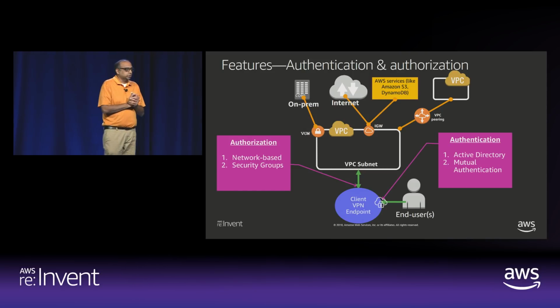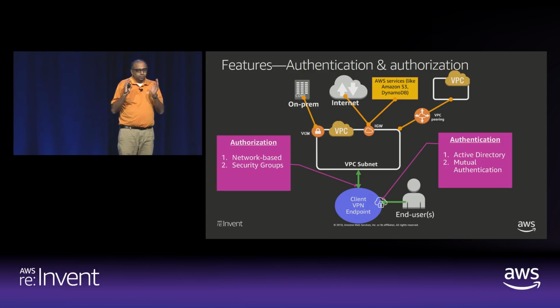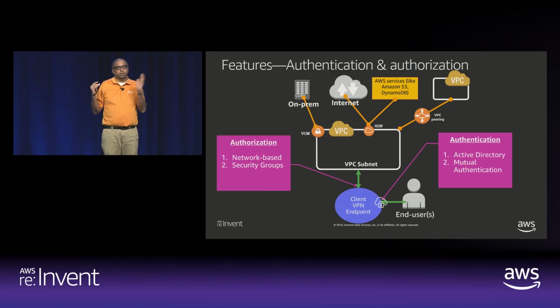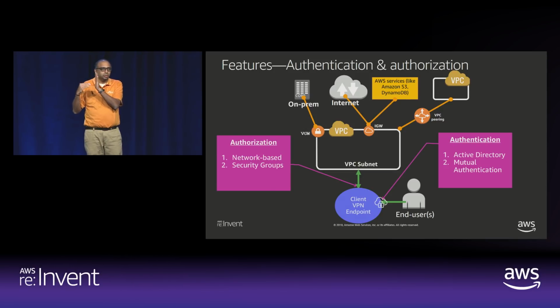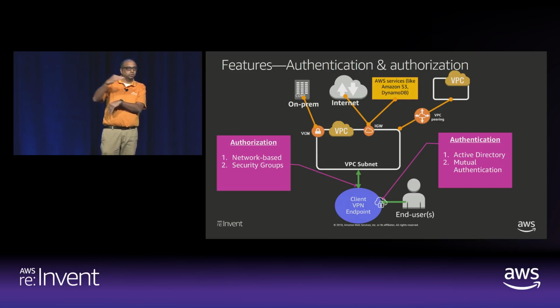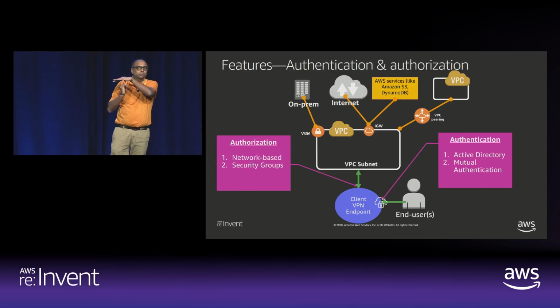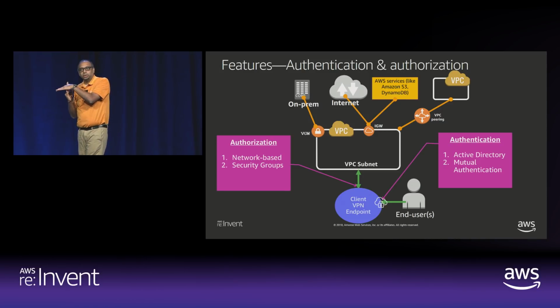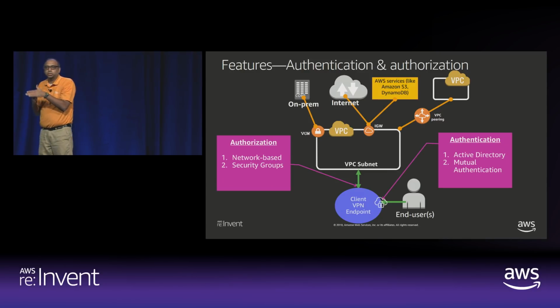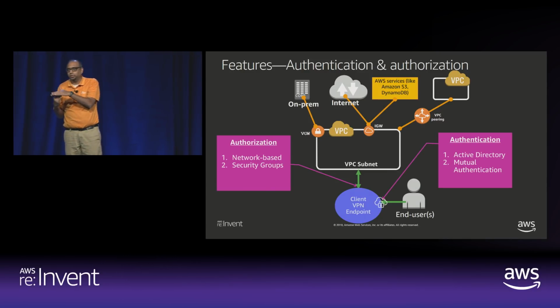The second aspect is authorization. The way I think of authentication and authorization is like two walls. You have your endpoint. When your users are trying to connect, the first wall they hit is authentication. I'm going to check, are you who you say you are? If I can authenticate you, then I allow you to establish that VPN session to the client VPN endpoint. Your session terminates, and now you're trying to access a network in a VPC or on-prem. You hit your second wall, which is authorization. After I've authenticated you, the second check I do is, do you have access to the network that you're trying to access? That's where authorization kicks in.